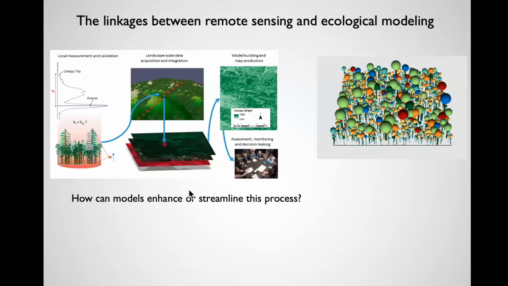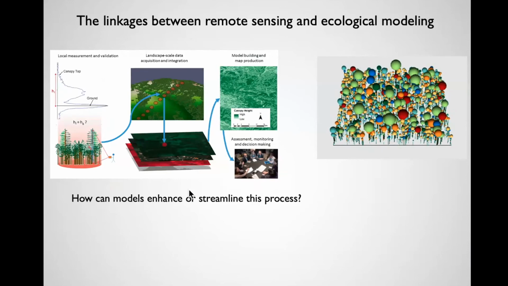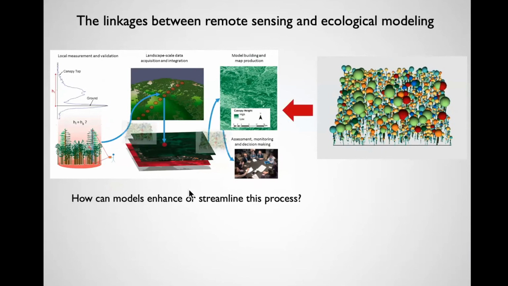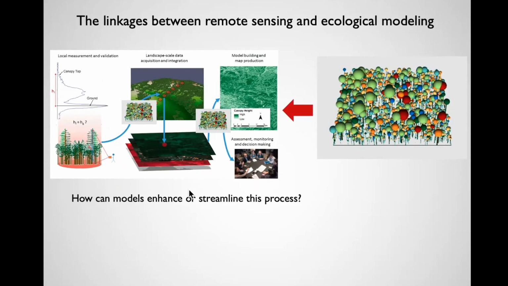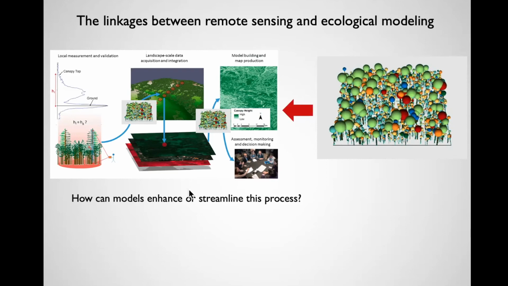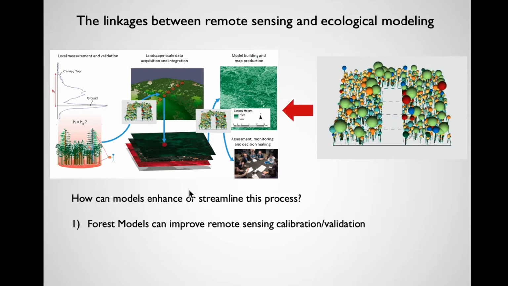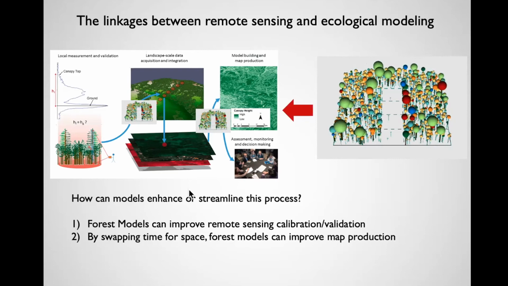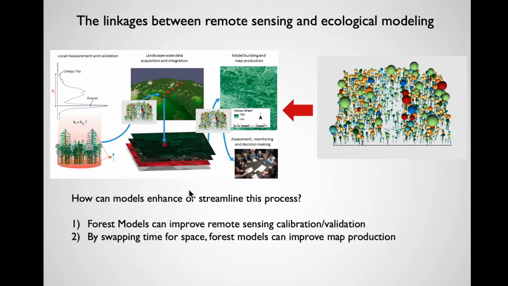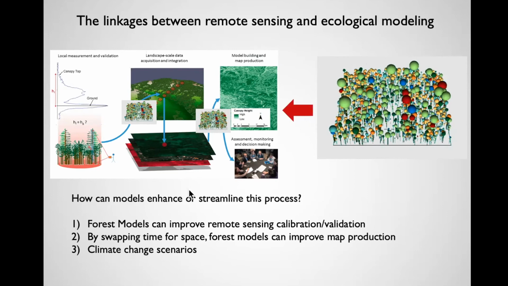So my research basically deals with, like I said before, these individual-based gap models and how we can use them to enhance and streamline the process of getting these satellite image data from space into the meetings that are most important amongst our policymakers. There are a couple of different ways. First, we can use forest models to improve how we calibrate our remotely sensed data sets from space. We can also do it by swapping space for time, so forest models can improve how we make the maps.